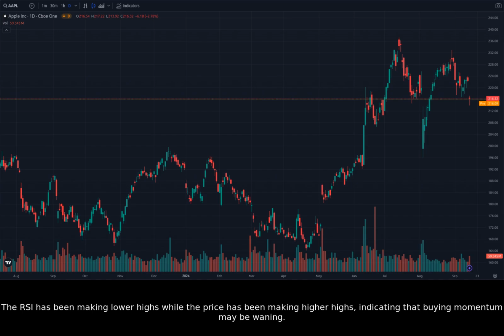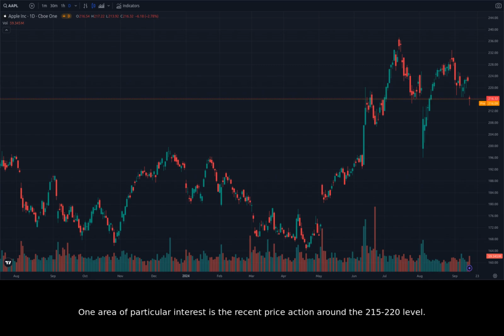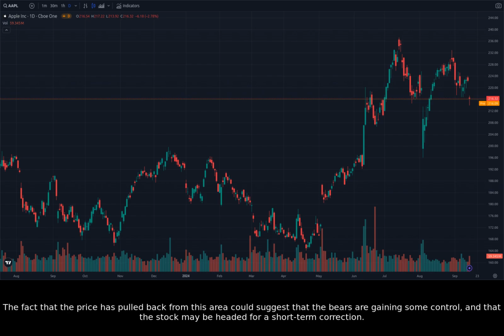The RSI has been making lower highs while the price has been making higher highs, indicating that buying momentum may be waning. One area of particular interest is the recent price action around the 215 to 220 level. We saw a strong resistance level at this range, with the price struggling to break through. The fact that the price has pulled back from this area could suggest that the bears are gaining some control and that the stock may be headed for a short-term correction.